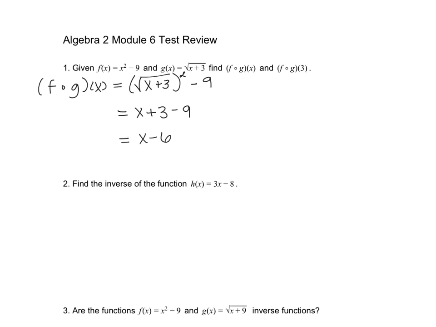Now we want to find f of g of 3. So now what I want to do is take the number 3 and plug it in for x in my composition equation. So we're going to get 3 minus 6, which is then going to equal negative 3.